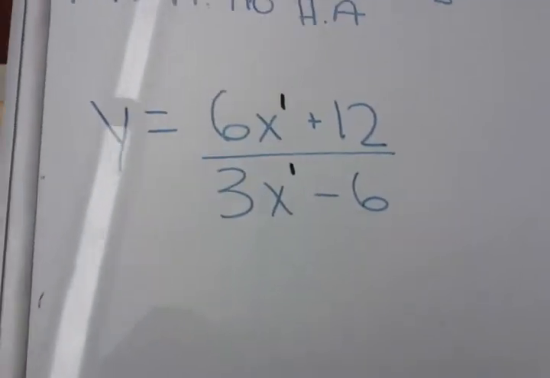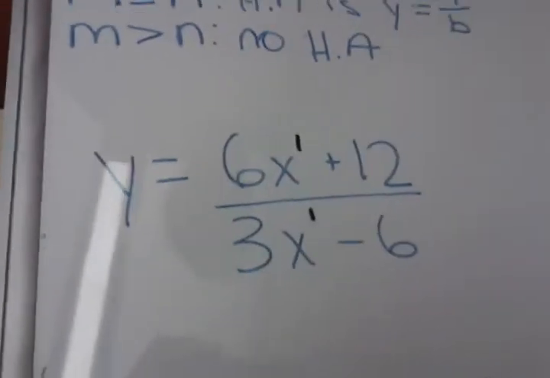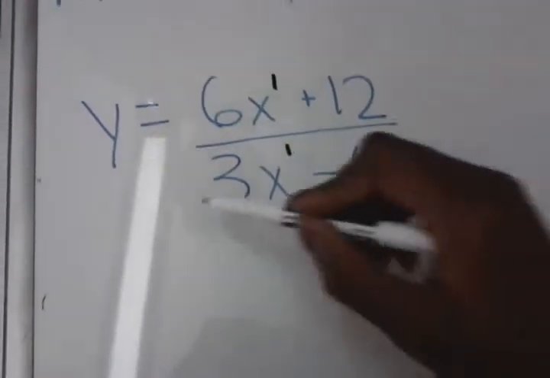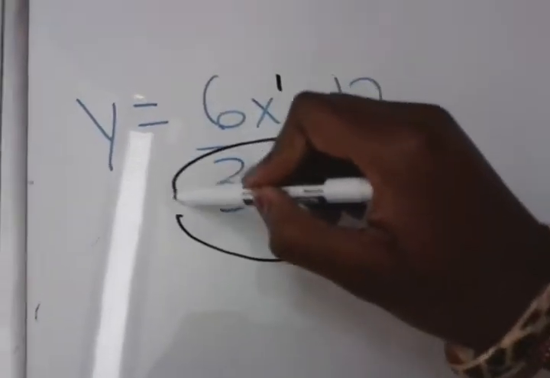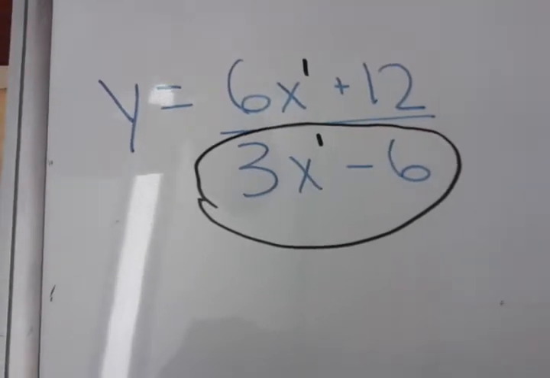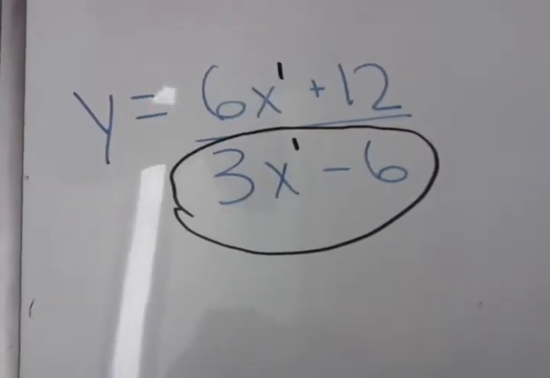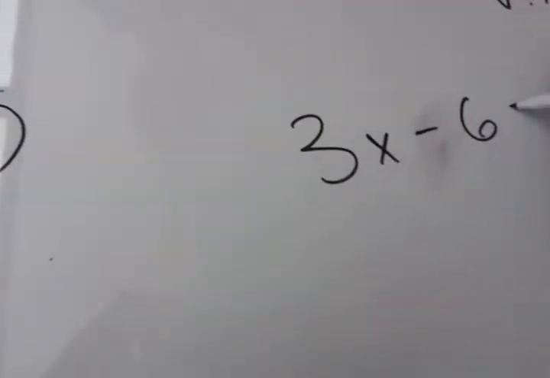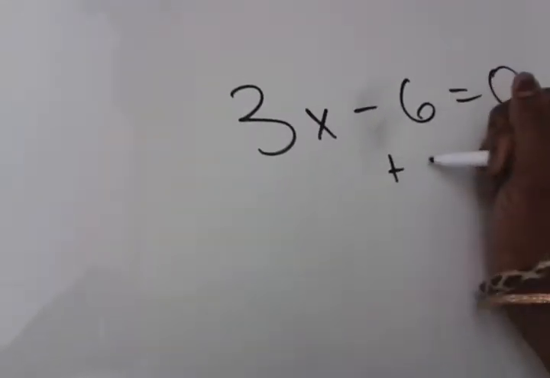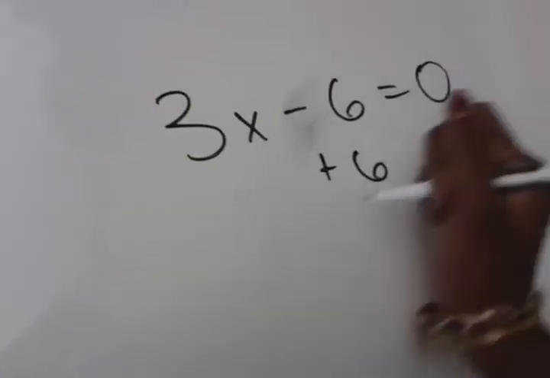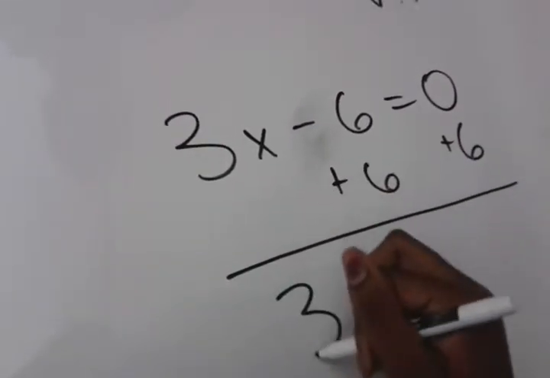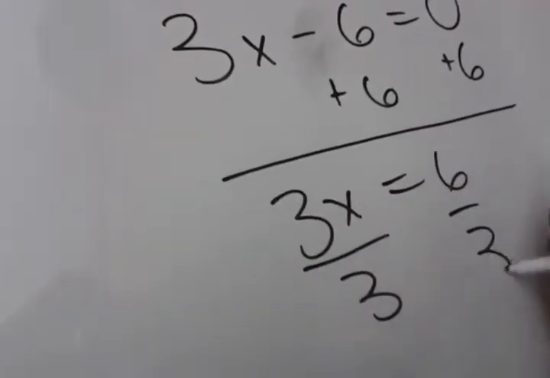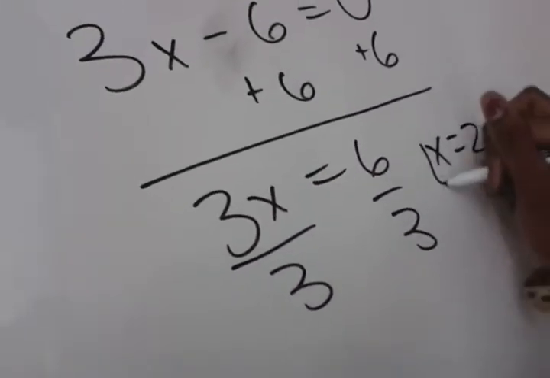Next, we would find our vertical asymptote. Our vertical asymptote is found by solving for the denominator. We would set it equal to 0 and have 0 equals 3x minus 6. And we would solve. So add 6 to both sides and get 3x equals 6. You then divide both sides by 3, and x would be equal to 2.